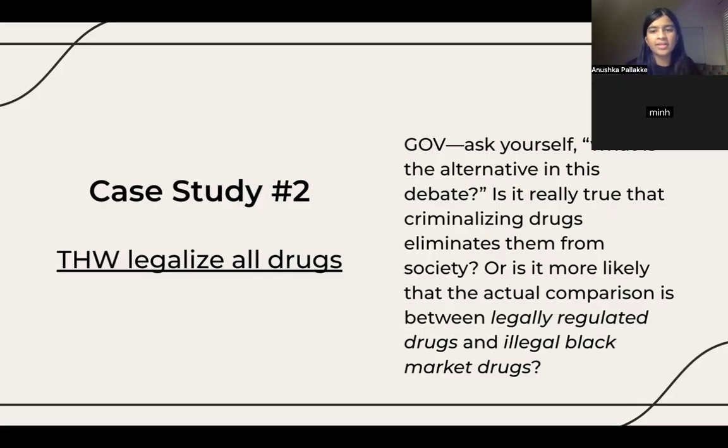This time for the government side, think about what alternative the negation side can propose and why it would be bad. So, ops world is one in which things stay the same, which means that people will continue to be poisoned by laced drugs that they get from dubious sources.